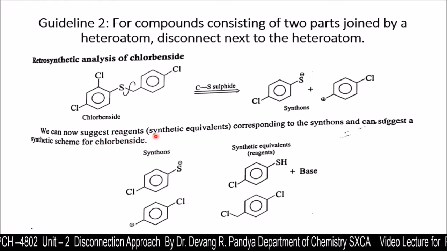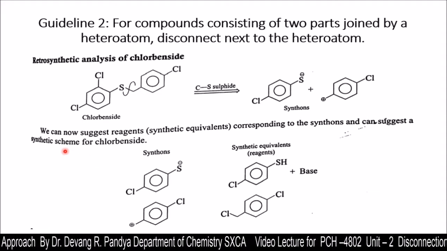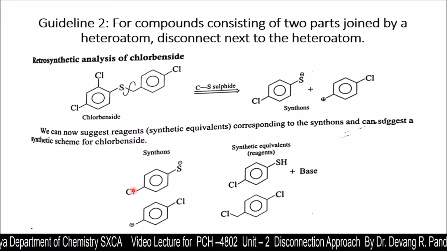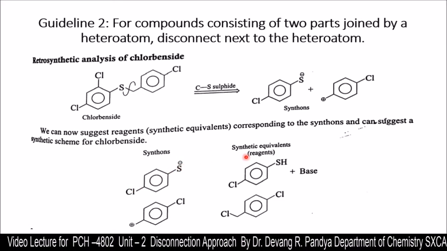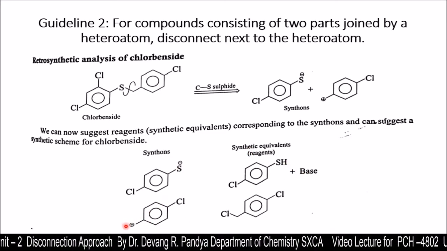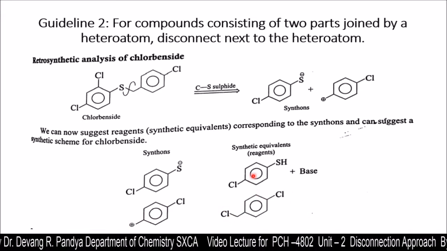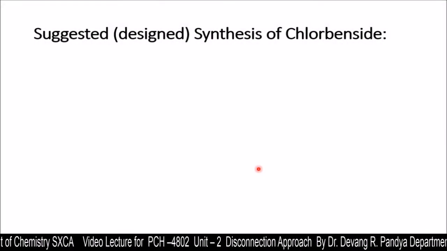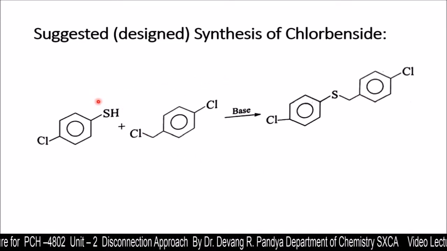We now suggest reagents or synthetic equivalents corresponding to the synthons and can suggest a synthetic scheme for chlorbenside. The synthon having a negative charge on sulfur can be satisfied by putting a proton and base, and here we can put this chlorine. So this is a dichloro derivative, and this is now the suggested, or we can say designed, synthesis of chlorbenside.